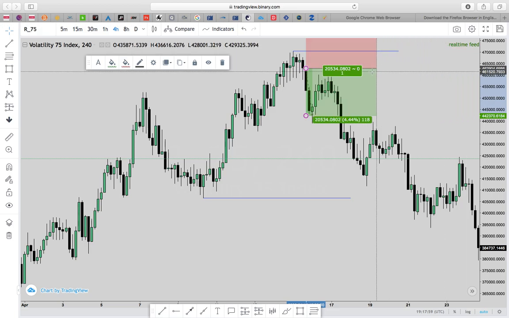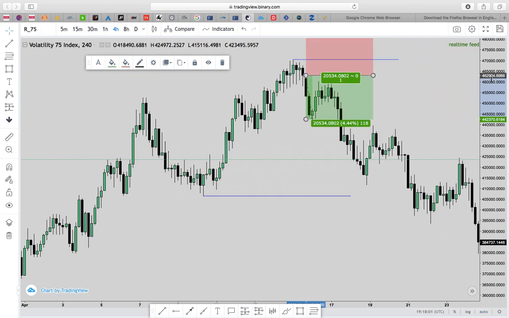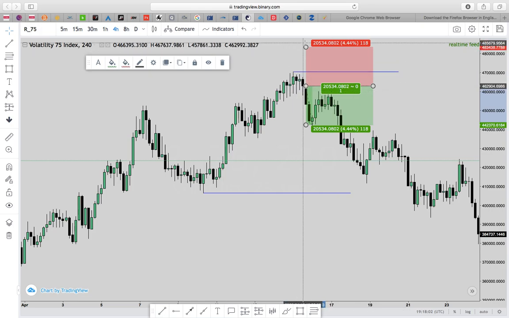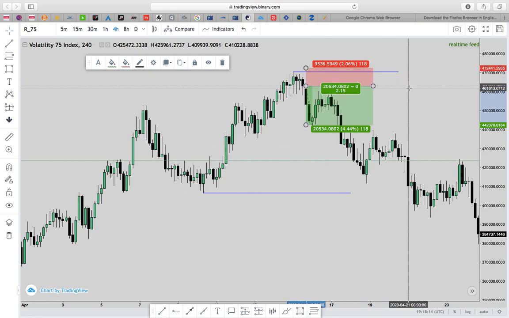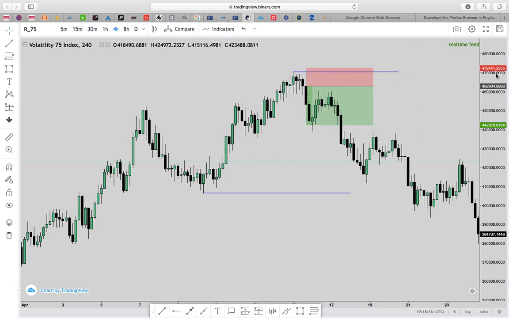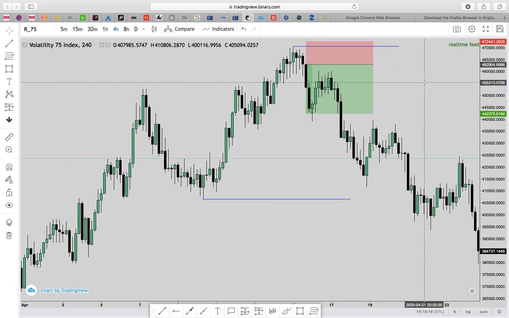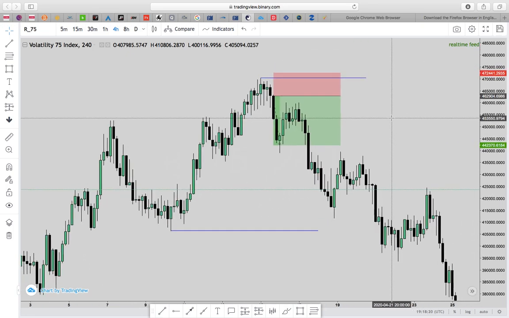So how much are you risking? How much are you risking? Because you need to know your risk before you jump in a trade. Let's say maybe you are risking 2% of your account. Okay, 2% of your account. That is what you are risking. Maximum, I'm risking 1% of my account for every entry.